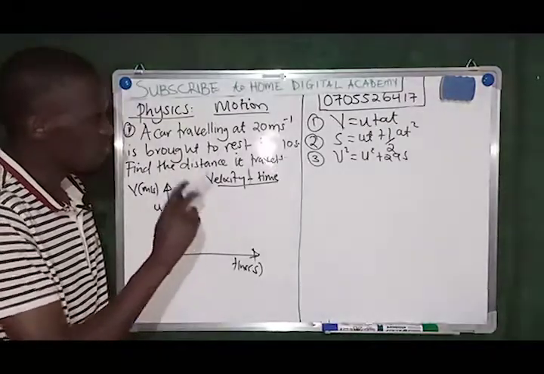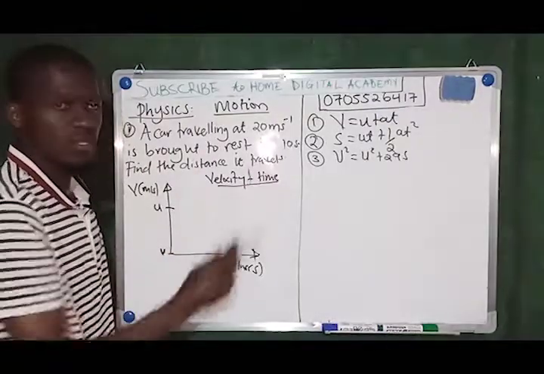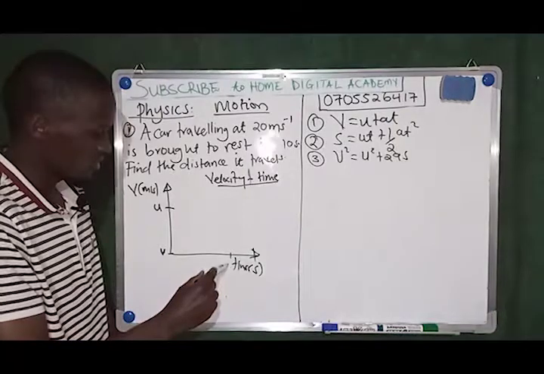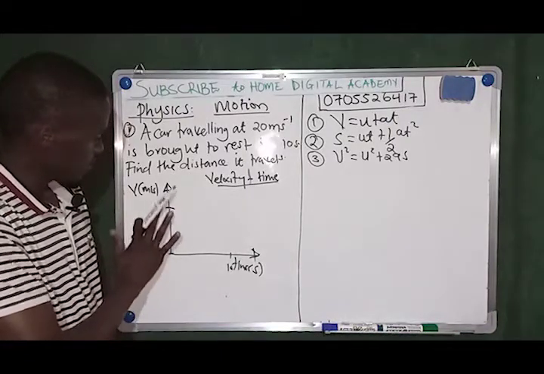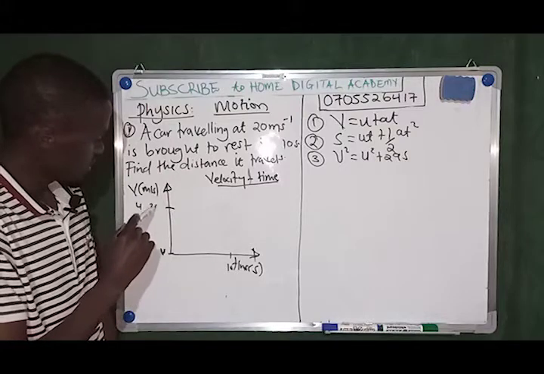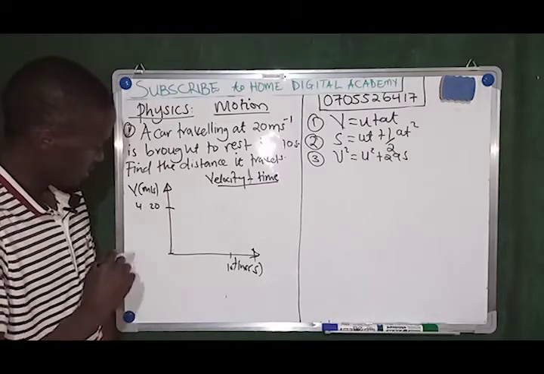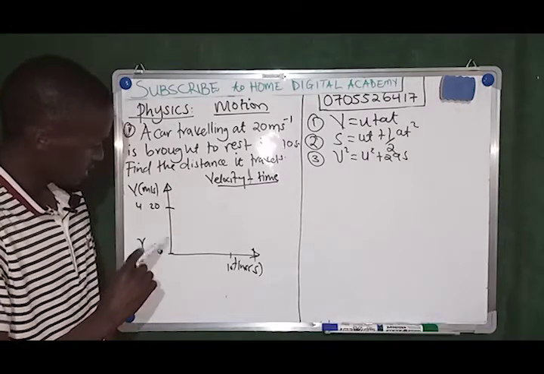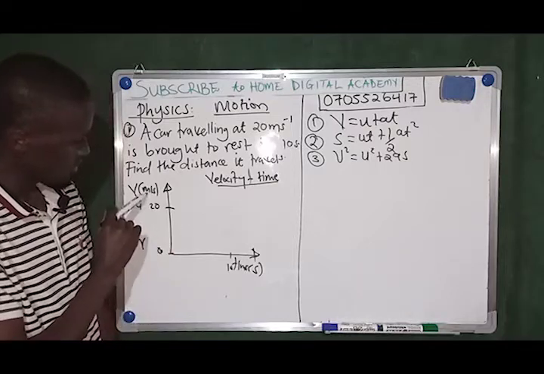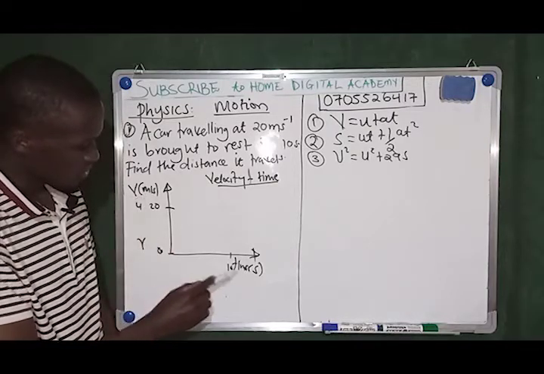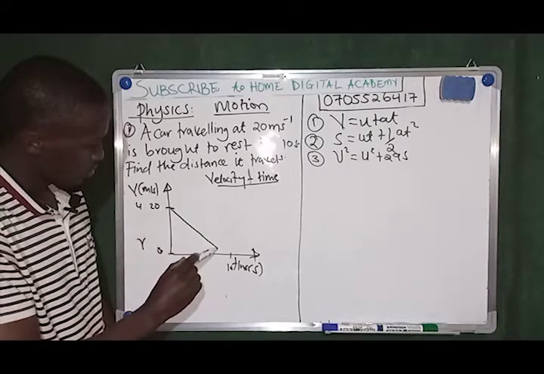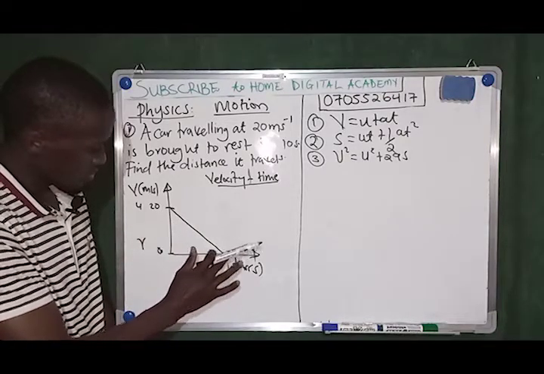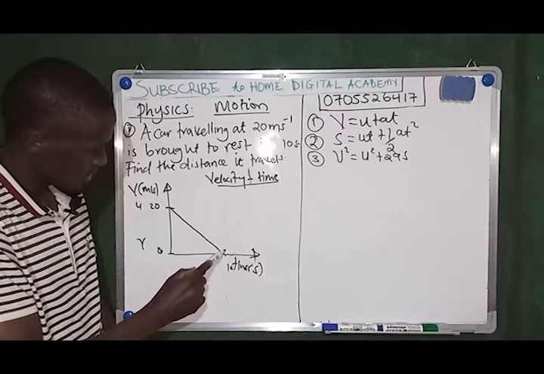Now the time taken in between there is 10 seconds. So you have 10 there. So you have 20 here. We have U here, which is 20. We have V here, which is 0 meters per second. Don't write any unit because we have written the indication there. So write 20, the seconds there. So the car on the graph will be represented like that.